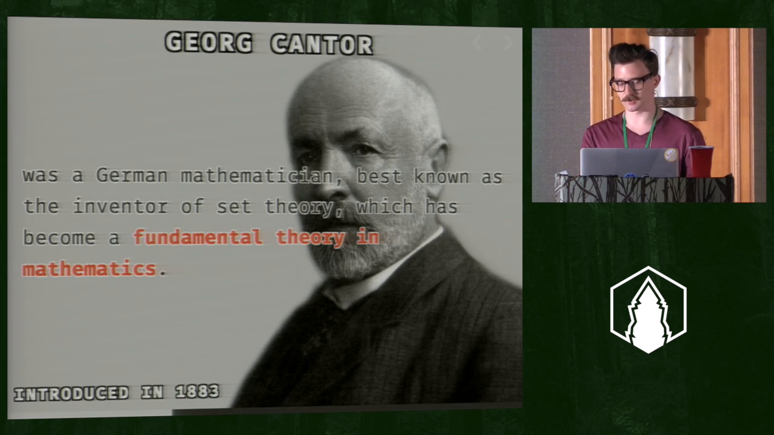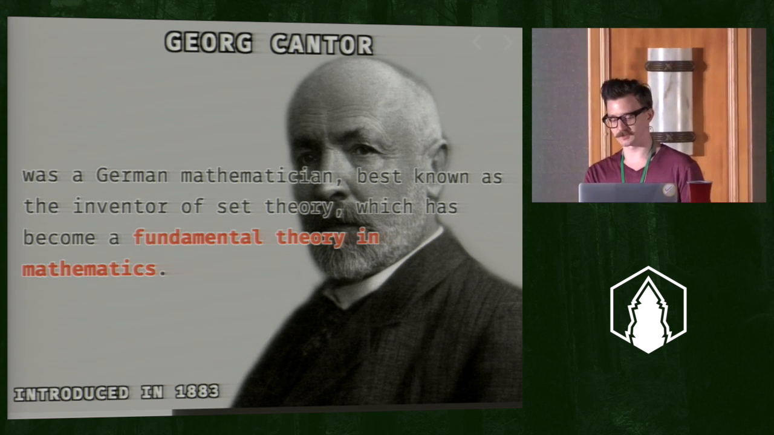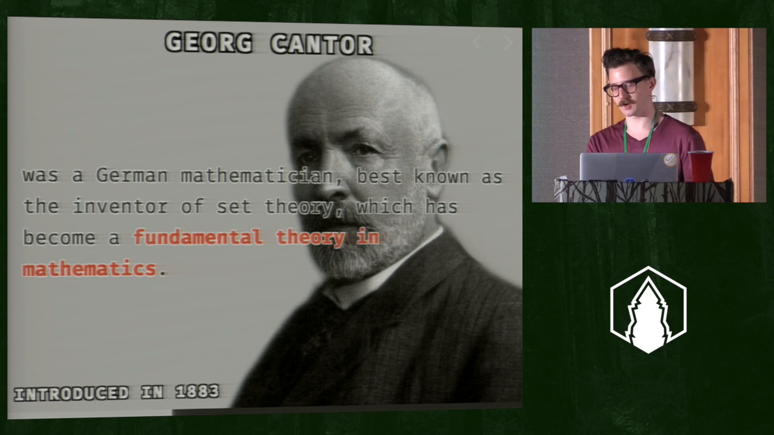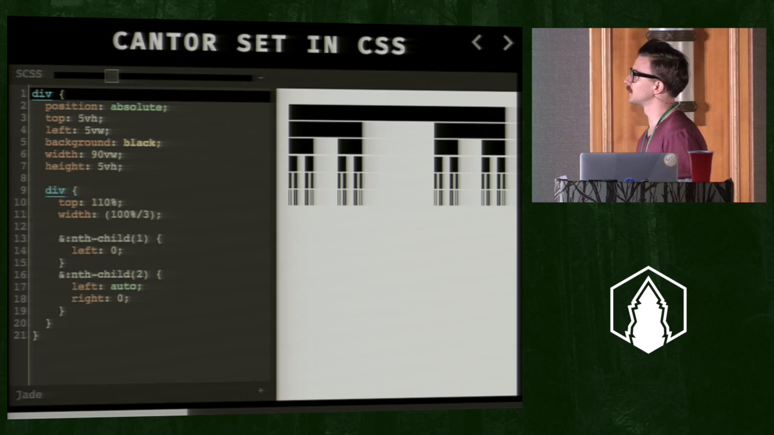So the first guy to actually implement a fractal was Georg Cantor. He's a German mathematician, and he's basically the inventor of set theory, which is a fundamental theory in mathematics. And he introduced the Cantor set in 1883. So his example was basically just a line. What he did is he split it in 3 parts and just removed the middle part. And then he kept going and going.